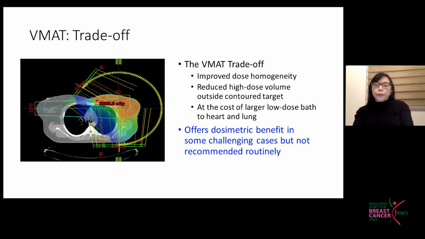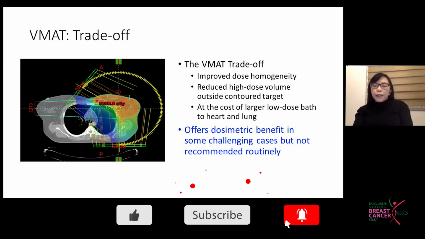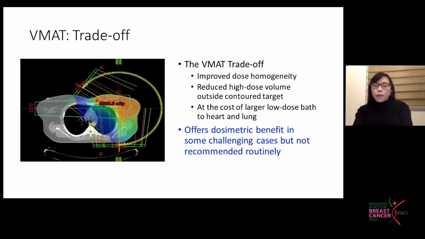So for me, I think VMAT or even IMRT can be considered on a case-by-case basis and should not be offered routinely. So we have what we call the VMAT trade-off, showing that we can get very nice homogeneity and rapid dose fall-off, but at the cost of a low-dose bath to other structures.